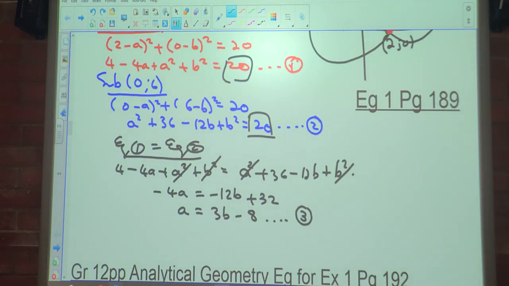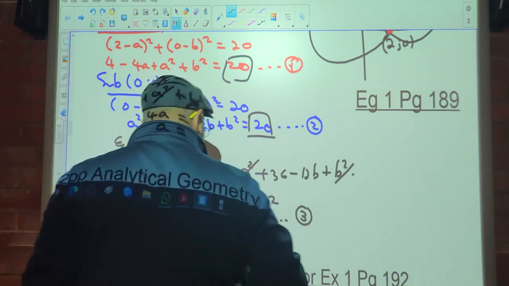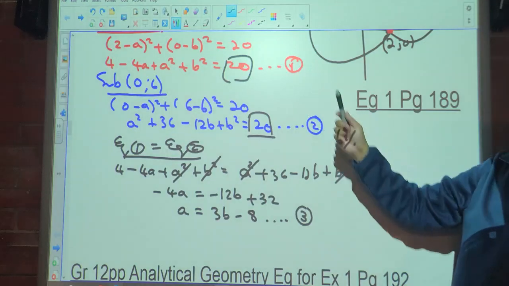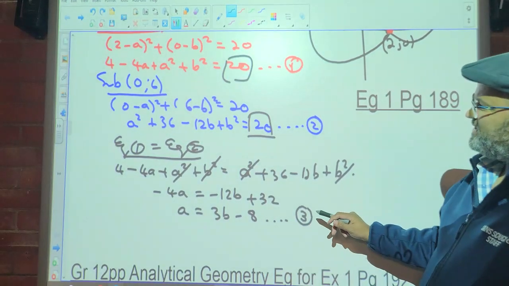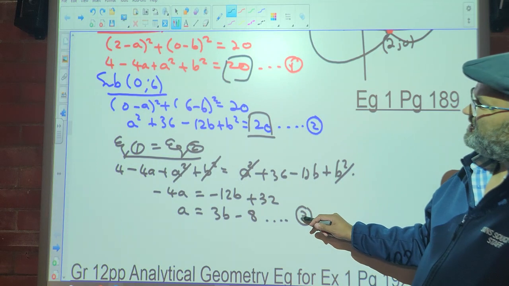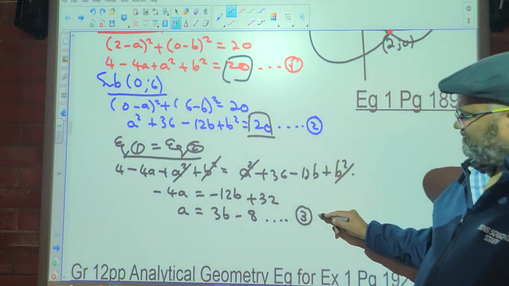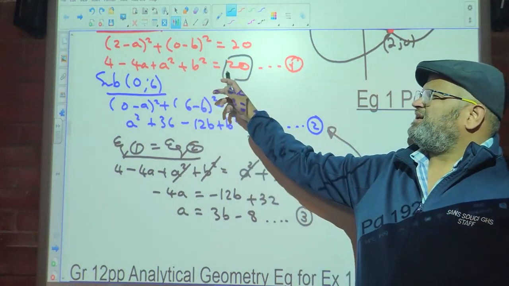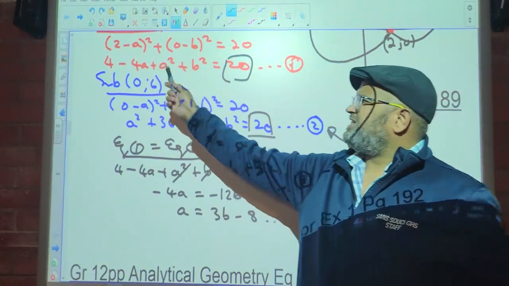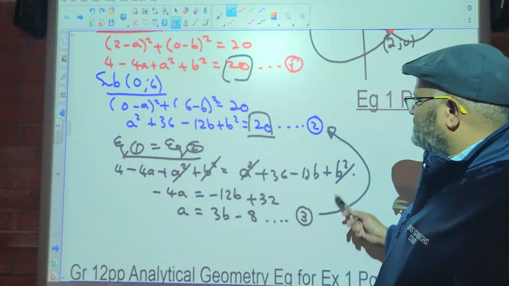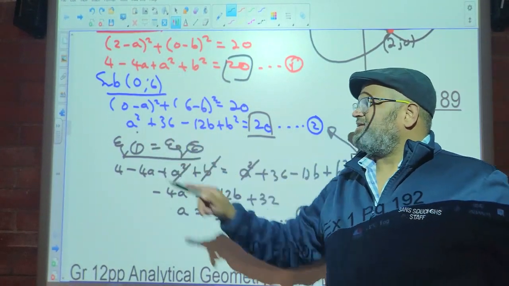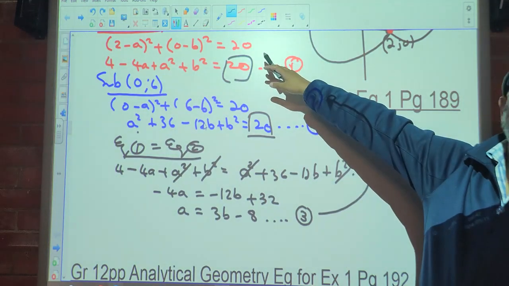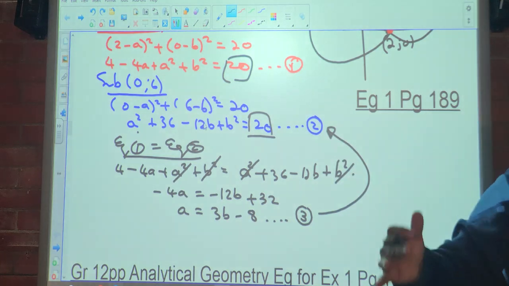Are you all okay with that so far? So what we have now is equation 3, equation 2 and equation 1. So what we're going to do now is substitute this value here into equation 2. If I go with equation 1, there's no problem there. However, there's two a's there that I need to substitute into, whereas in equation 2, there's only one substitution. But it's not going to make any difference. If I substitute it into equation 1, it will just be bigger.